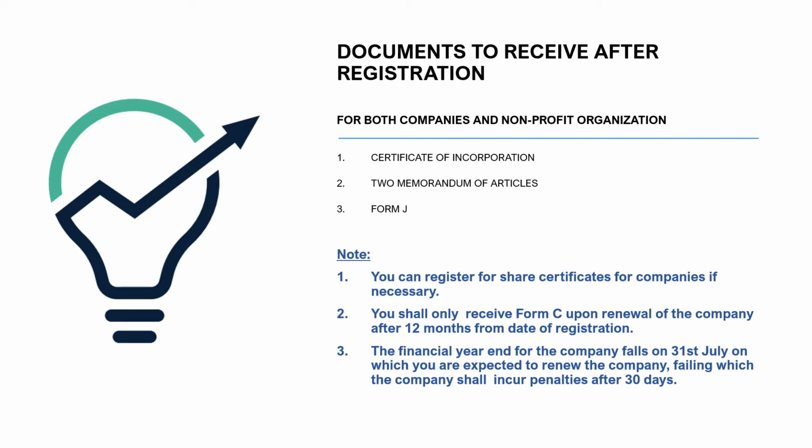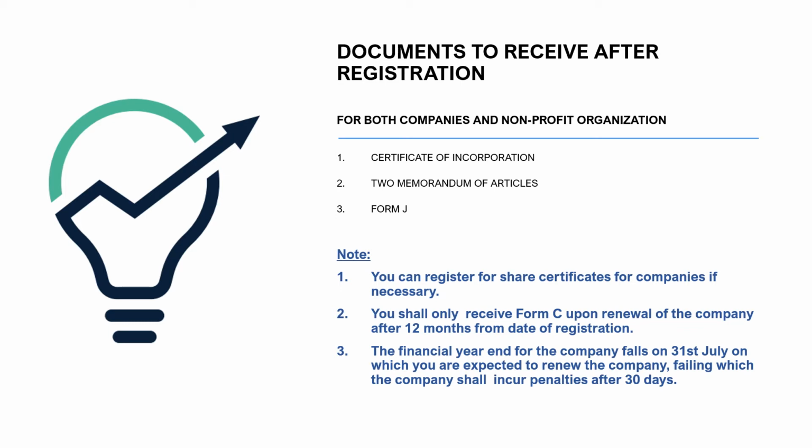The documents that you will receive after you've successfully registered your company are a certificate of incorporation, 2 memorandum of articles, and Form J. Something to note is that you can register for a share certificate for the company if necessary. You shall only receive Form C upon renewal of the company after 12 months from the date of registration.